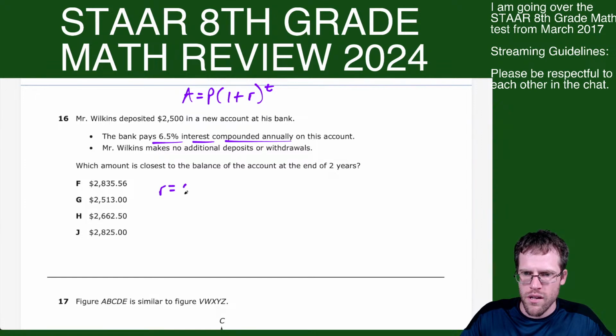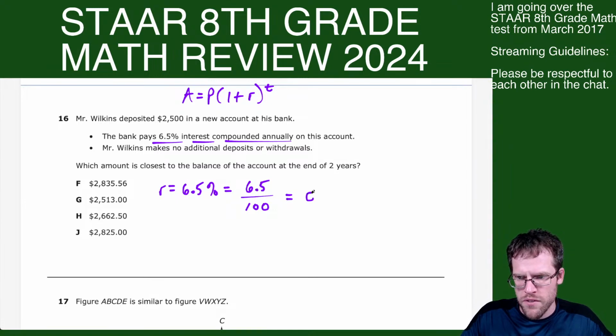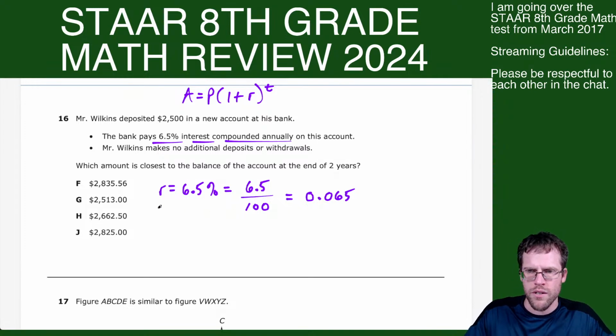R is 6.5%. Percent means out of 100. So I'm going to say 6.5 out of 100. And when I divide by 100, the decimal moves 2 places to the left. So I would have 0.065. You could see if I were to move this decimal 1, 2 to the right, it'll give me 6.5. So if I go 1, 2, it puts the decimal here.